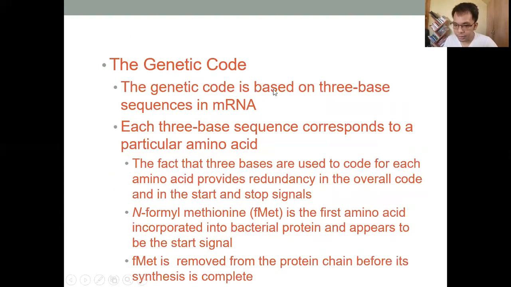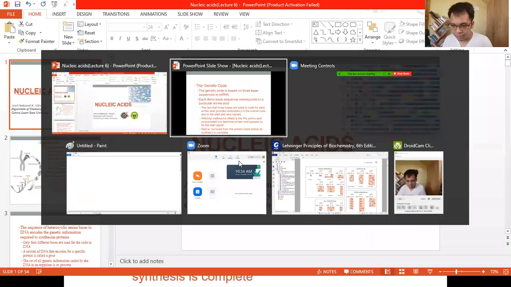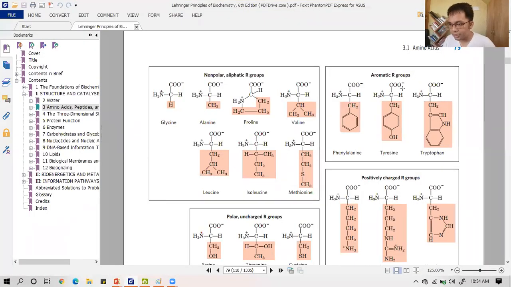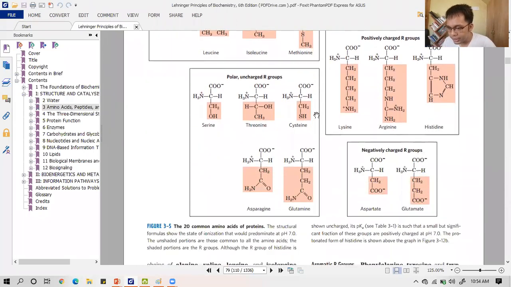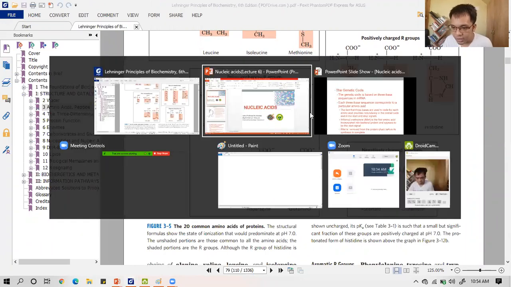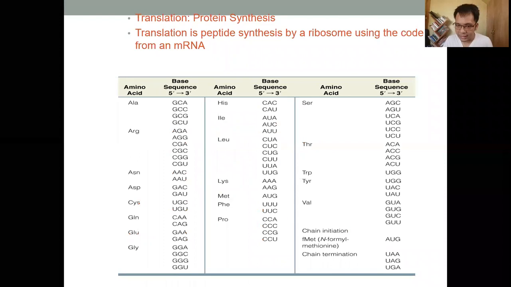So, the genetic code is based on the 3 base sequence in mRNA. And then, each 3 bases corresponds to a particular amino acid. So, 3 base sequence is isang amino acid. So, ano ba yung mga amino acids natin dito? Guys, ito yung mga amino acids natin. Ito, glycine, alanine, proline, valine, leucine, isoleucine, and so on and so forth, which are the building blocks of protein natin. Okay? So, balik na tayo dito.